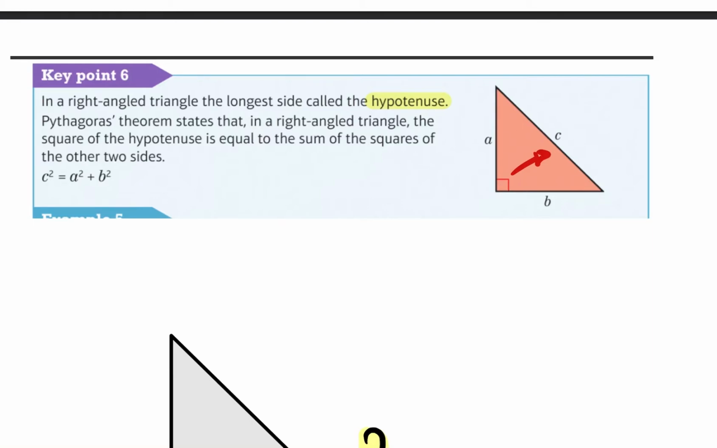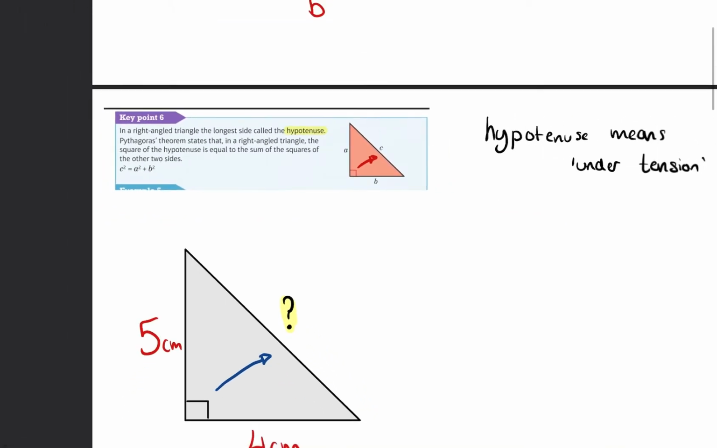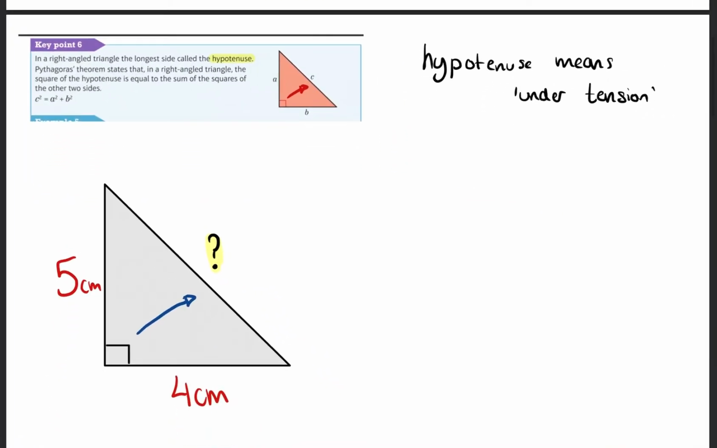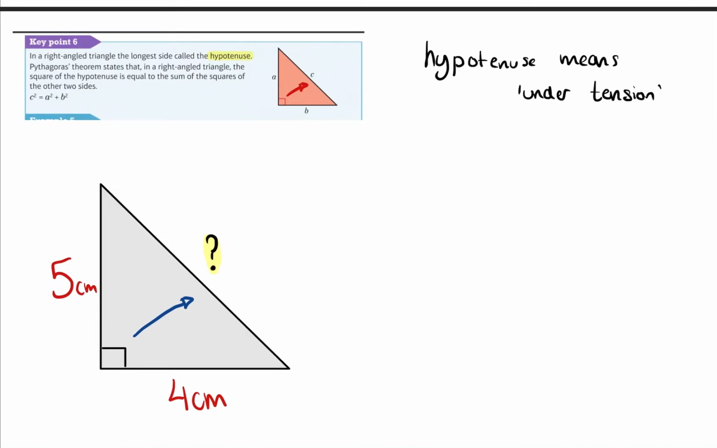What's quite interesting to note is that the word hypotenuse means under tension. That's what the word states. It presumably refers to the fact that the longest side of the triangle looks like a piece of string stretched between the ends of the other two sides. So imagine that as a piece of string, we're stretching it out, it's under tension. So let's look at an example.